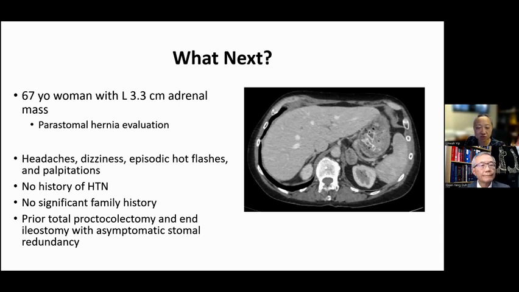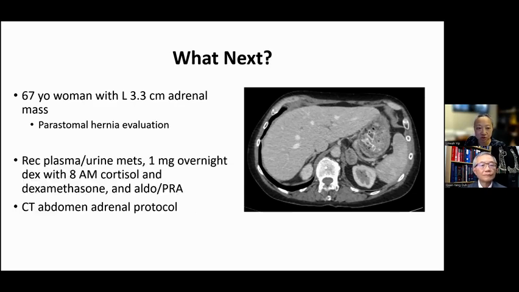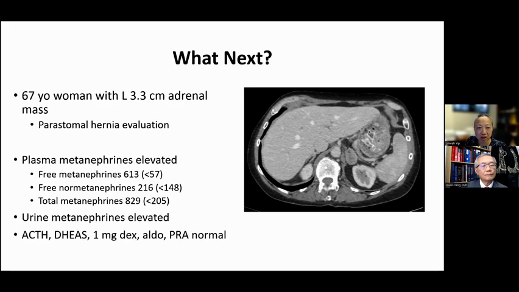So for our patient, I'll just go through this quickly. She was a bit complicated. She had IBD, a prior total proctocolectomy and ileostomy. She had some stomal redundancy, but she also had some symptoms that were concerning, although she didn't have hypertension. We did the routine evaluation for her. I recommended a CT of the abdomen, adrenal protocol. She actually had elevated metanephrines, so this was an incidentally diagnosed pheochromocytoma.